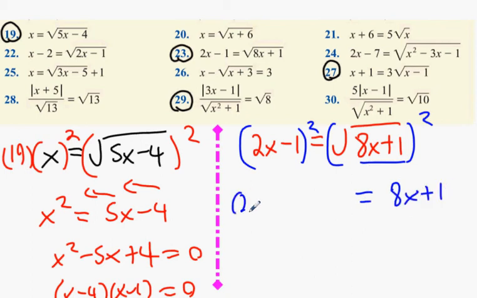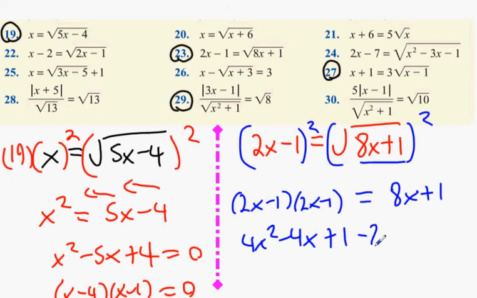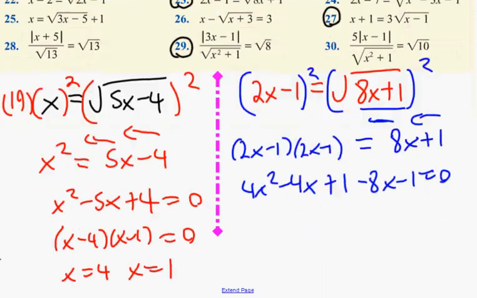I've got to multiply 2x minus 1 by 2x minus 1. Alright, it's going to be 4x squared minus 4x plus 1 when you multiply it out. Okay, it's going to be minus 8x and then minus 1 because I brought them over to your side, all in the same line. I'm then going to get 4x squared minus 12x, and the 1's cancel, don't they?